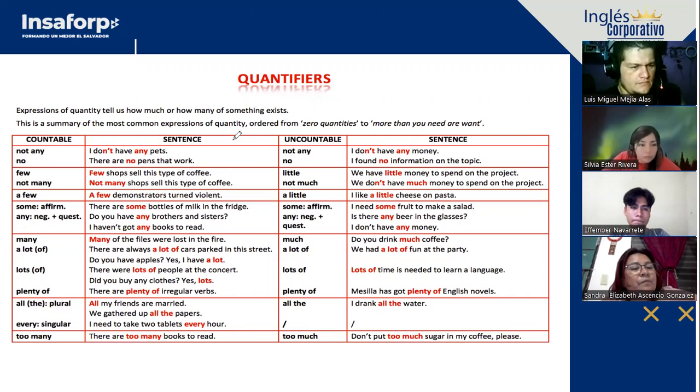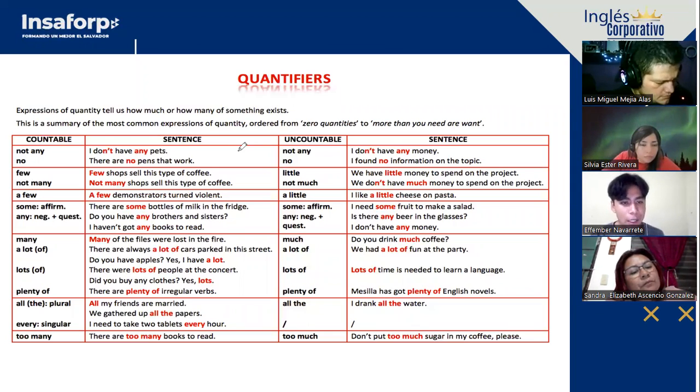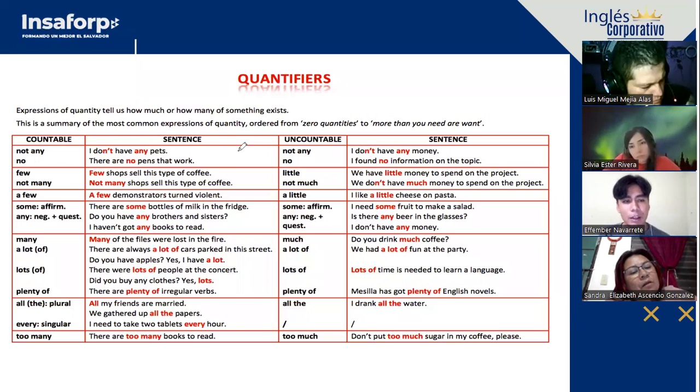Silvia, let me go ahead and explain something to you. Most of the time, let's say 70%, the quantifiers are at the beginning of the sentence. But there are some exceptions in which you are going to have the quantifiers in the middle of the sentence. But let's check the examples for few and not many. Few shops sell this type of coffee. And not many shops sell this type of coffee.